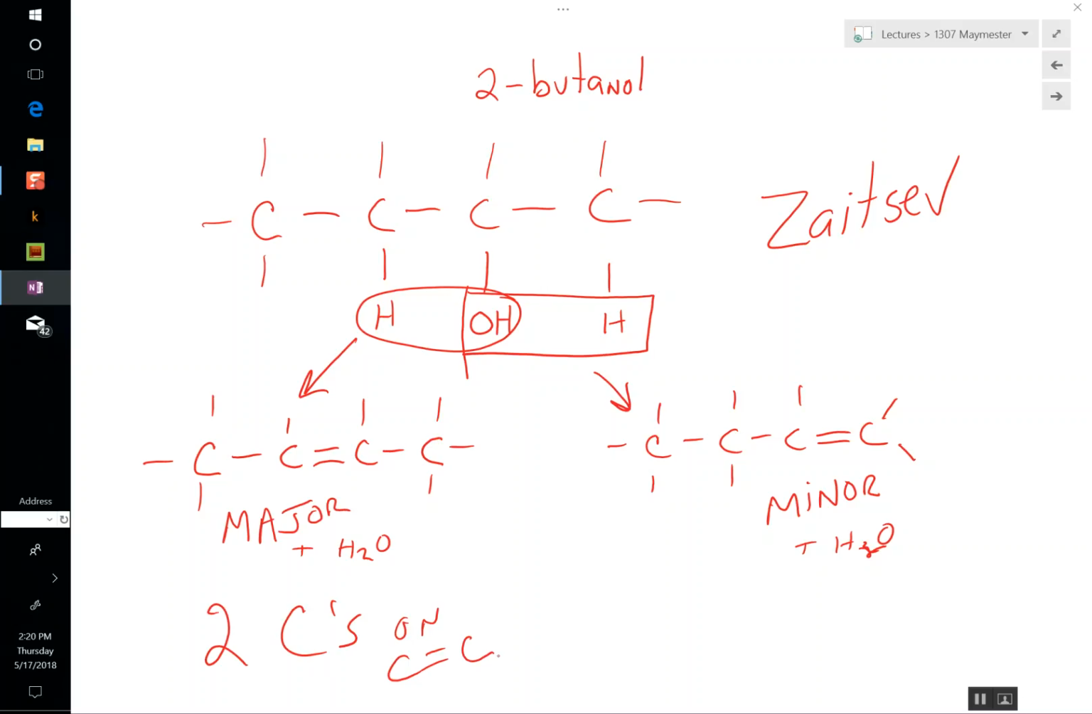Don't count. Don't say how long the chain is. How many carbons are directly attached? See, these are hydrogens. Hydrogen, hydrogen, hydrogen, one carbon. One carbon on the double bond. So this is the least substituted double bond. This is the most substituted double bond. It's the major product, the more stable compound. So it will predominantly dehydrate to make 2-butene instead of 1-butene.